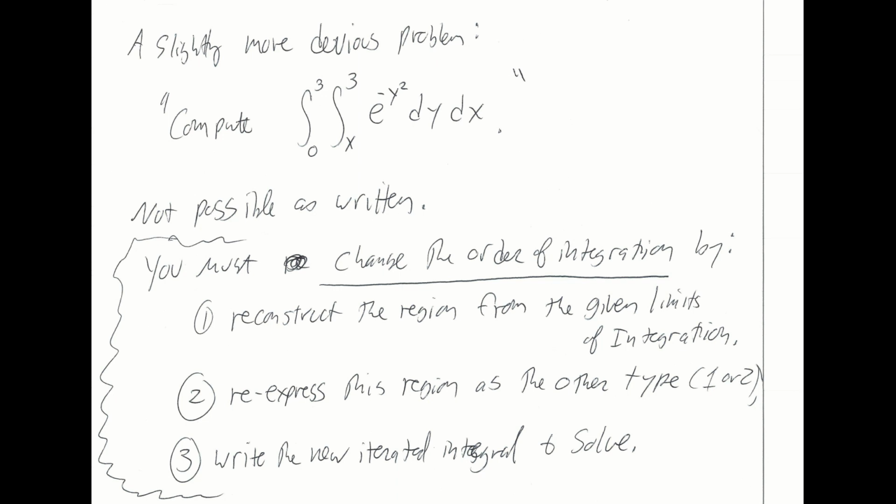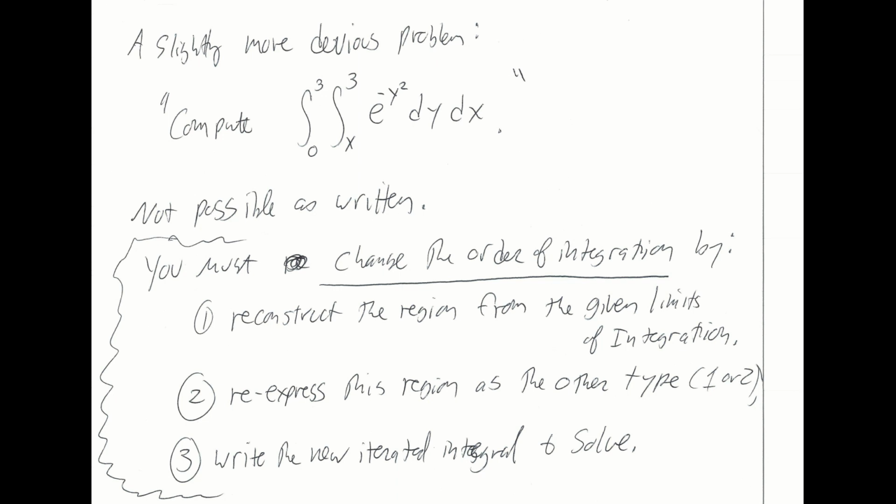If I can recreate the region from the limits of integration that are given, and then re-express that region as the other type of region, then I will be able to rewrite this iterated integral as the other iterated integral. This dy dx integral will be rewritten as a dx dy integral, and perhaps that will help things. At least the fact that I can express them either way gives me another path that I can consider, another suite of tools that open up possibilities for me. So we want to attempt that.